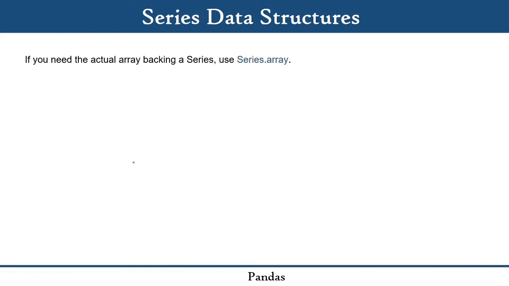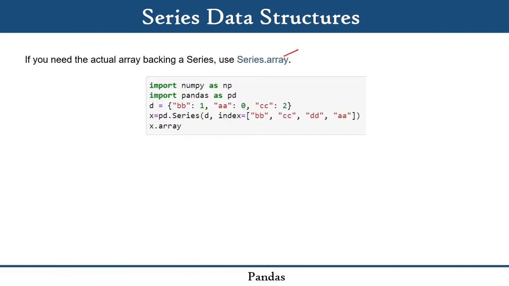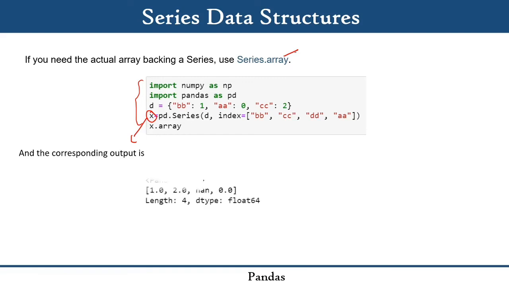If we need the actual array in a series, we can use the statement series.array. To understand this concept, let us consider the following piece of code. Here, let's consider the previous example, in which we created a series data using a dictionary. If we want to understand what actual array is present in X, what type of array is present in X, we can determine it using series.array.